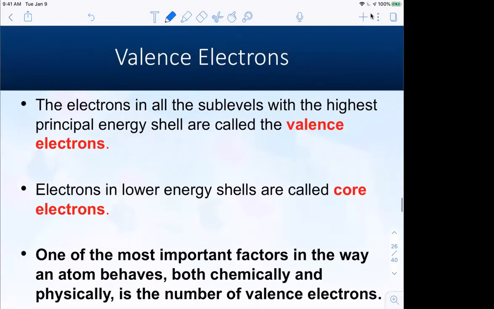So I've referenced valence electrons a couple of times, and I want you to recall that if I have the highest principal energy shell, those are going to be the valence electrons. These valence electrons are extremely important because those valence electrons actually determine how an atom behaves chemically and physically. Anything in a lower filled shell or filling shell in the D and the F case are considered core electrons, and those are not as involved chemically.